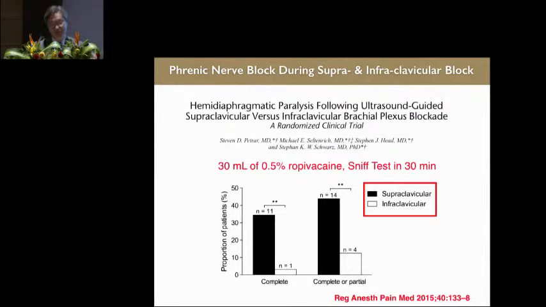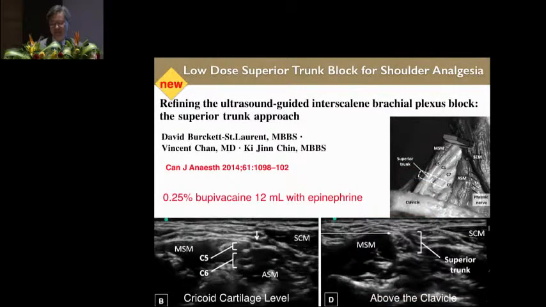A recent study looked at supra versus infraclavicular block, and even with a big volume, supraclavicular block had more than 30% phrenic nerve blockade. So even with a big volume, low down, the supraclavicular area still has a high incidence.